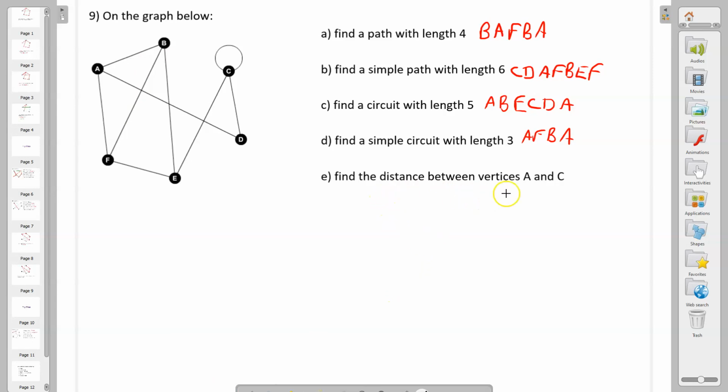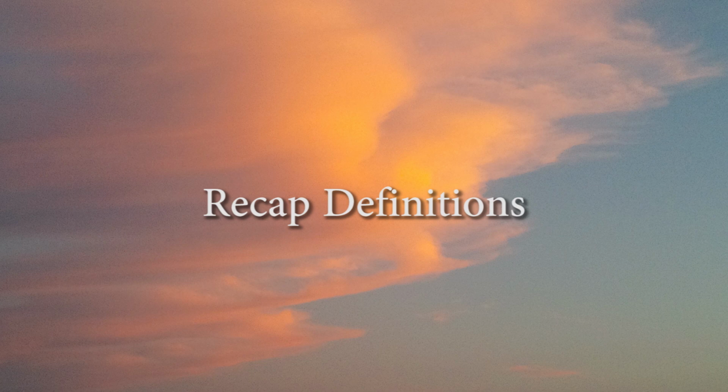Finally, we're asked to find the distance between vertices A and C. Let's look at the paths that will get us there. We can go A, D, C, or A, F, B, E, C, and so on. There are going to be different paths through this because there are a number of different vertices. So now to find the distance, we want the shortest distance between the two. So in this case, it's A to D and D to C, which gives us the distance between the vertices as 2.